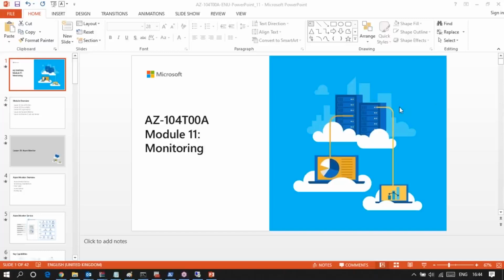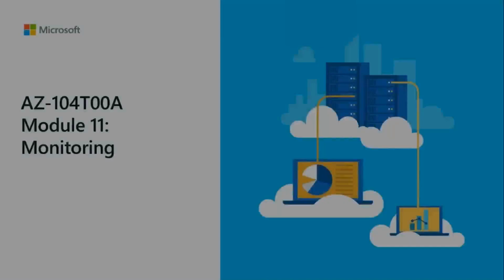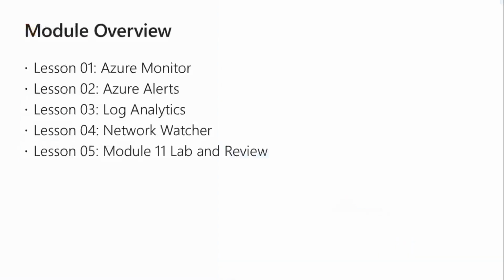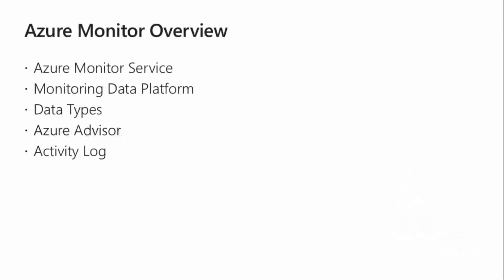Okay, sounds good. So, without wasting time, we have very limited time now available. So, last module, monitoring. Let's see what is there. In this module, we have 5 lessons to do. Module 11, lab and review for lesson 5. Lesson 4 is Network Watcher. Lesson 3 is Log Analytics. Lesson 2 is Azure Alerts. And Lesson 1 is Azure Monitor. Let's see. In Azure Monitor, we are going to discuss Monitor Service, what it is, Data Platform, Data Type, Azure Advisor, and Activity Log.